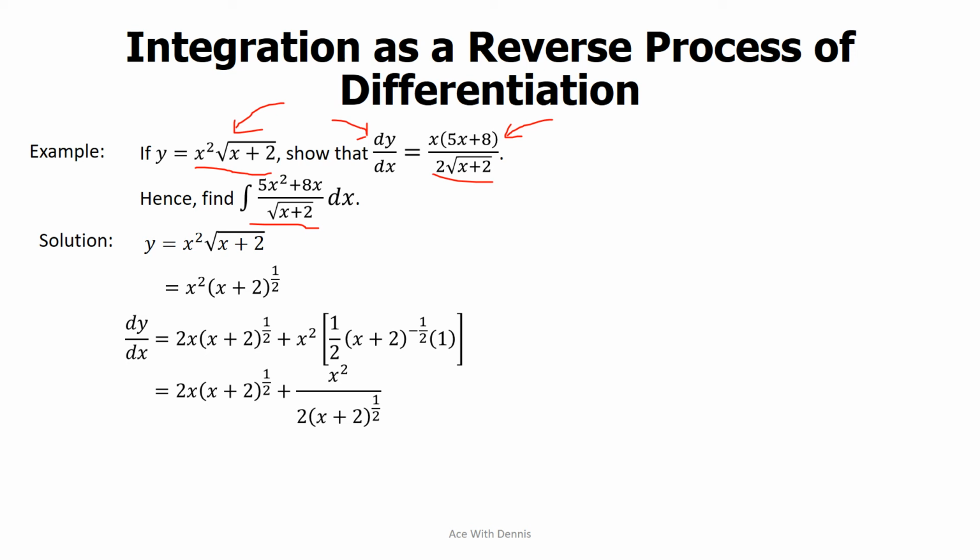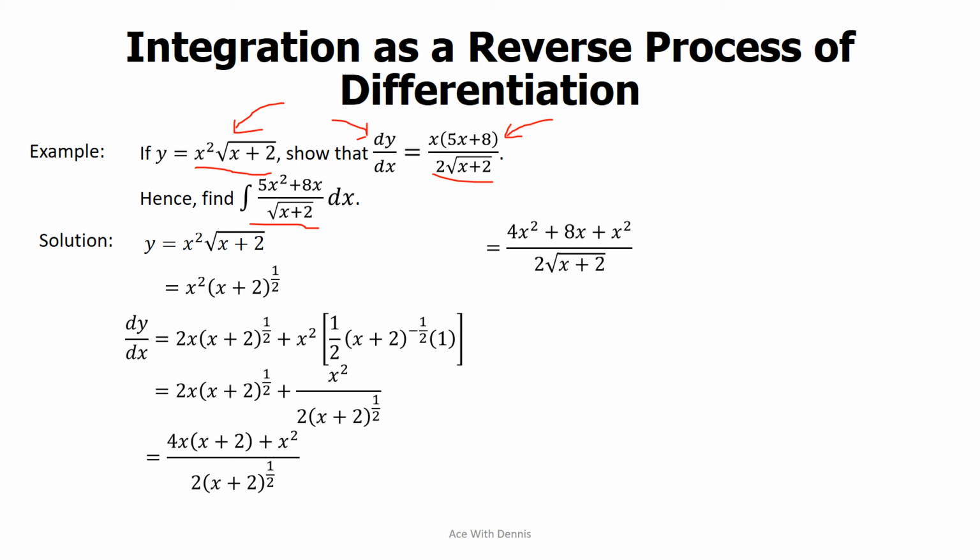Simplify, we get 2x times (x + 2)^(1/2) plus x squared over 2 times (x + 2)^(1/2). Combine them together, we get 4x times (x + 2) plus x squared over 2 times (x + 2)^(1/2). Expand the bracket, we get 4x squared plus 8x plus x squared over 2 square root of x plus 2.